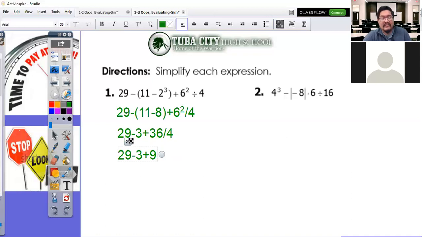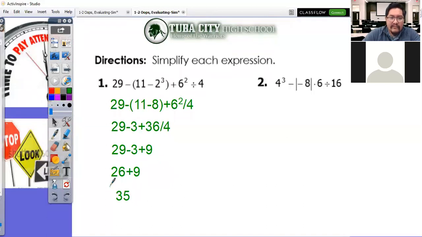Now we have only addition and subtraction, so now we just got to move left to right. And you don't really have to do this one left to right, but it's a little bit easier to work going left to right because you don't have to worry about changing signs or passing. I call it passing the 0. Basically a number goes from positive to negative, and sometimes it can go back and forth between positive and negative several times, and that can get confusing. So let's just stick with the order of operations we were given. So 29 minus 3 is 26 plus 9, and that's going to be 35.